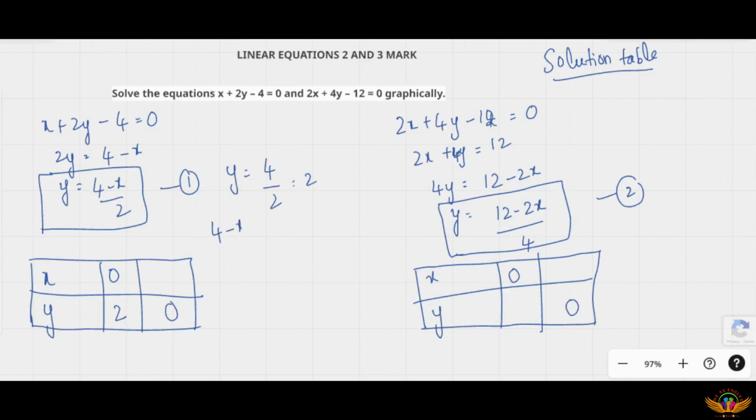So 4 minus x by 2 is equal to 0. 4 minus x equal to 0. 4 equal to x. X value is 4. Done. And same here. Put x value 0.